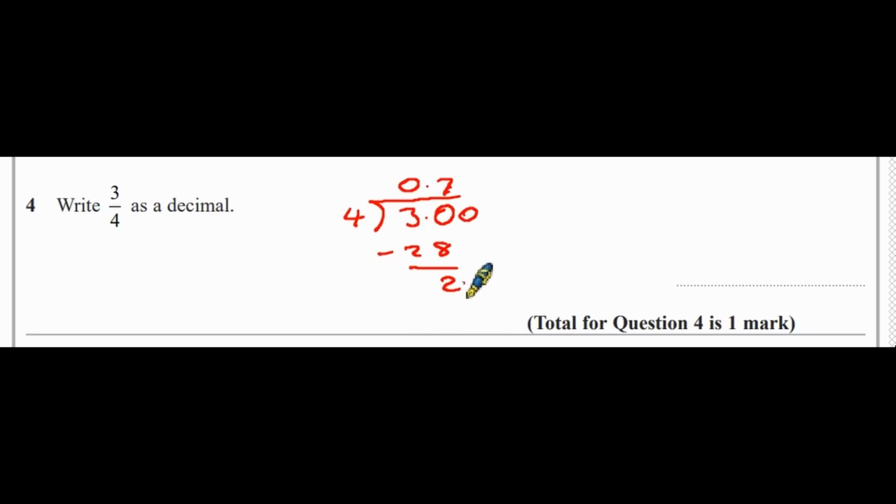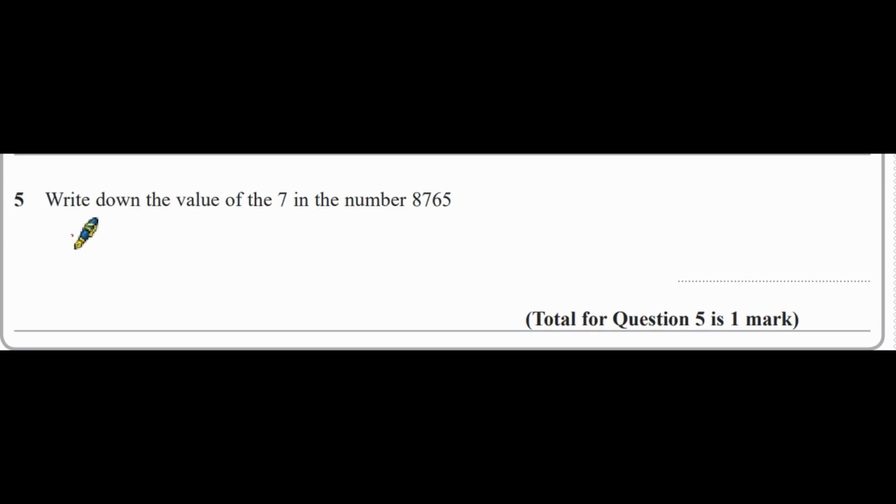Add another nought onto the answer and bring that down to the bottom here. How many 4's are there in 20? There are 5 4's in 20, and that is exactly 20. If we take that away, we have no remainder, so our answer is 0.75.